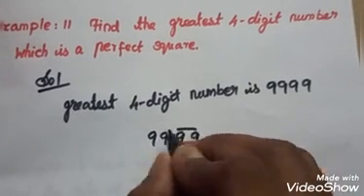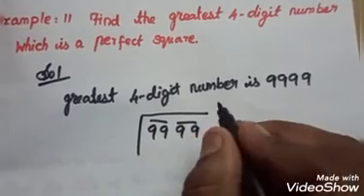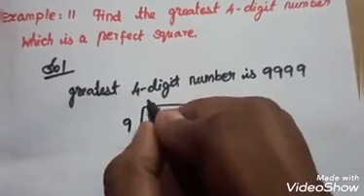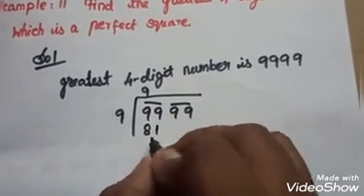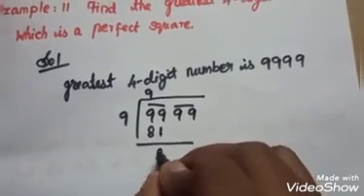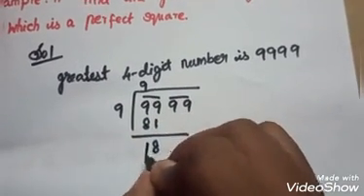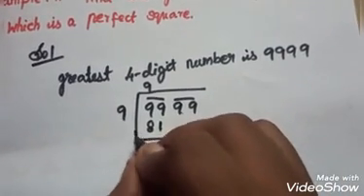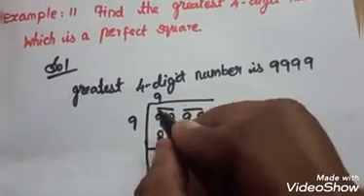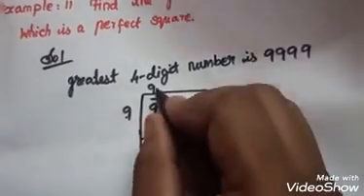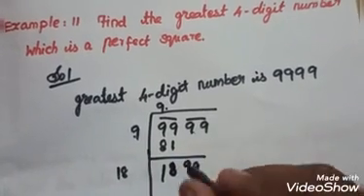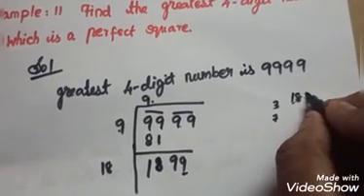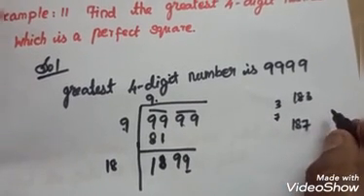Same, you make pairs of two digits. You can check 9 9s are 81, 10 10s are 100. You take 9. So 9 9s are 81. If you subtract this, 9 minus 1, 8. 9 minus 8, 1. So next you need to take 99. Now what next you need to do? You need to do 9 plus 9, 18. So 9 in the unit digit, what is possible? It may be 3 or 7. So 183, 187. These are the possibilities.